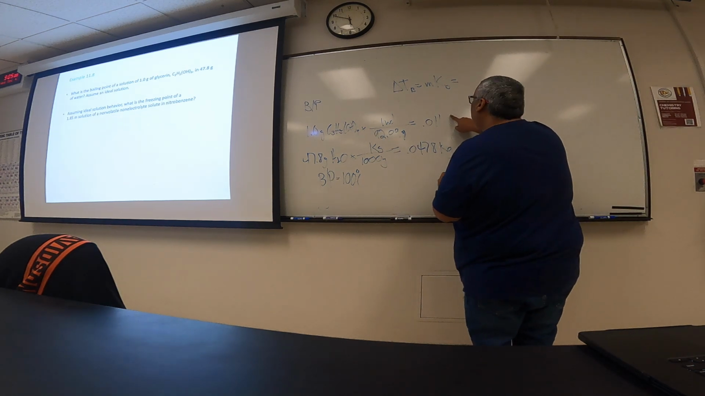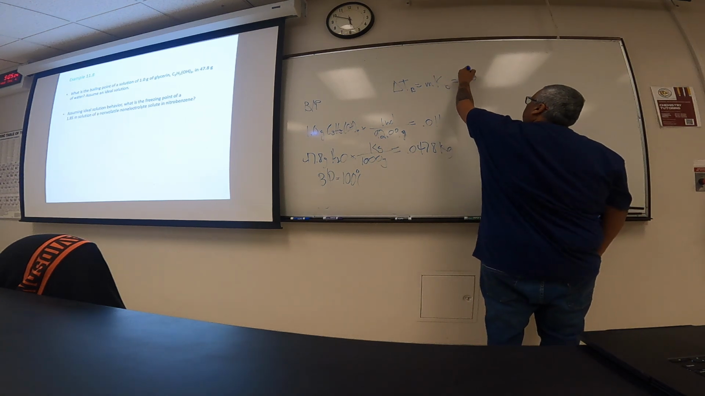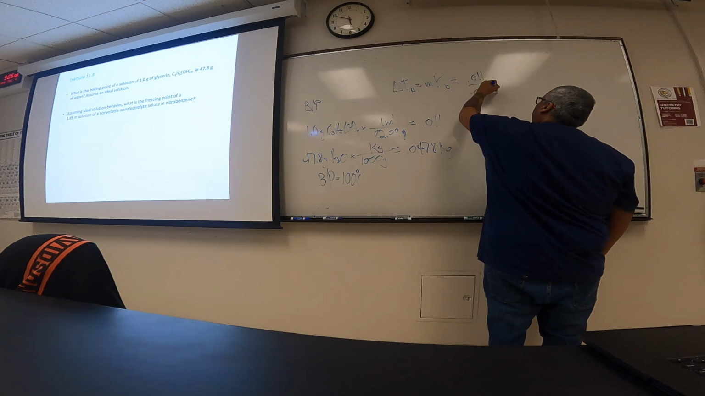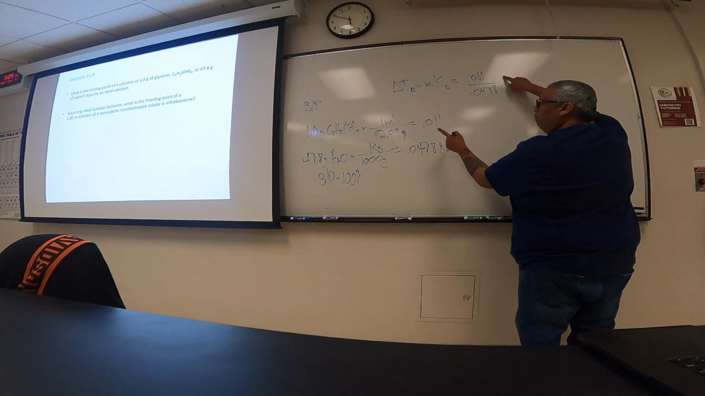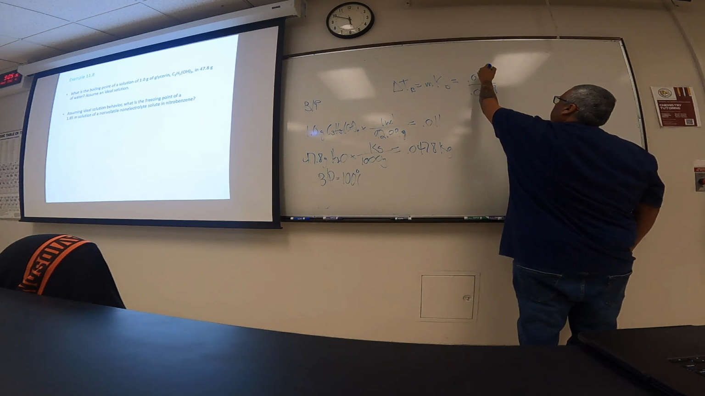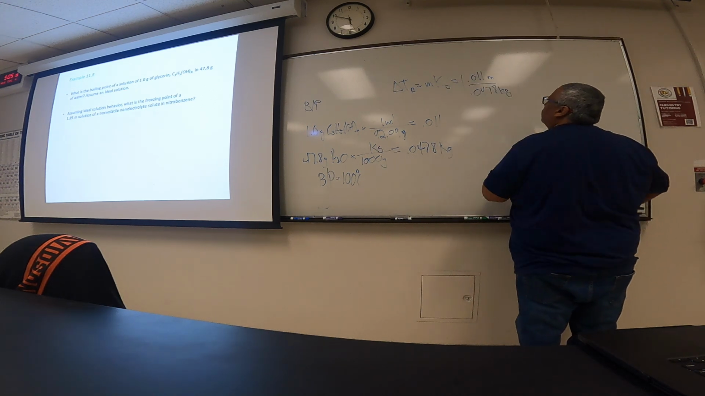So now, that's going to be our molality. So we're going to get 0.011 divided by 0.0478. This is moles over kilograms. So that's our molality.